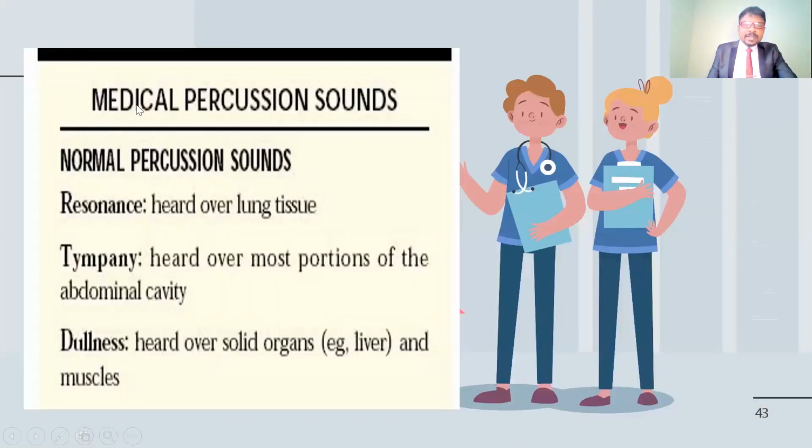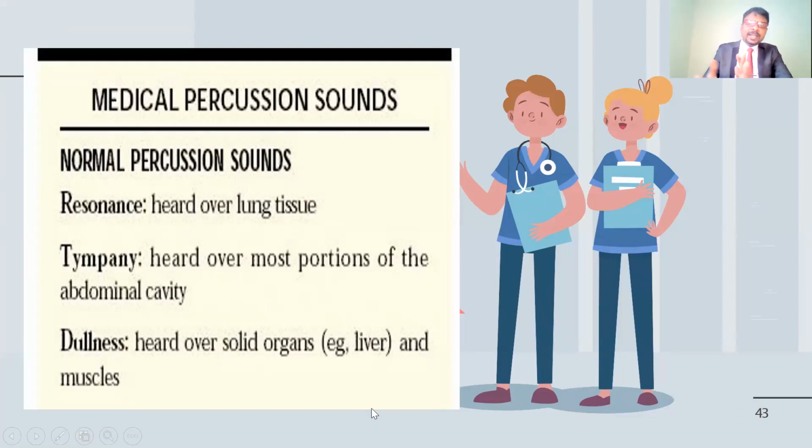Coming to the medical percussion sounds, there are three different types. Resonance is heard over the lung tissues. Tympany we are going to find in the abdominal cavity. The sound heard in the abdomen is called tympany. And also dullness over organs such as the liver and muscle. So these are the normal medical percussion sounds.